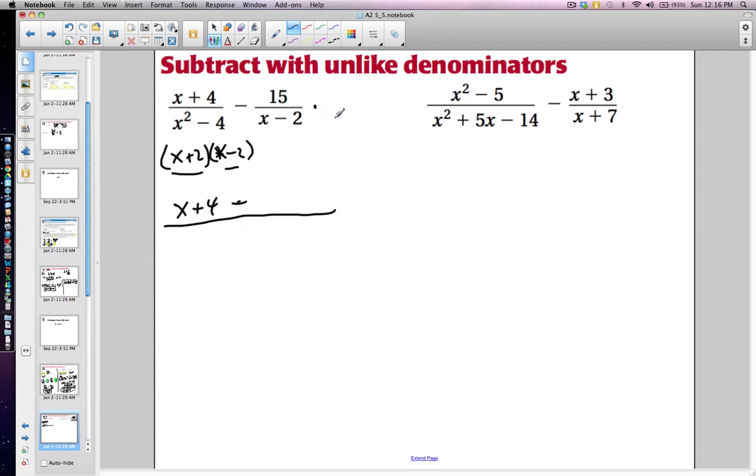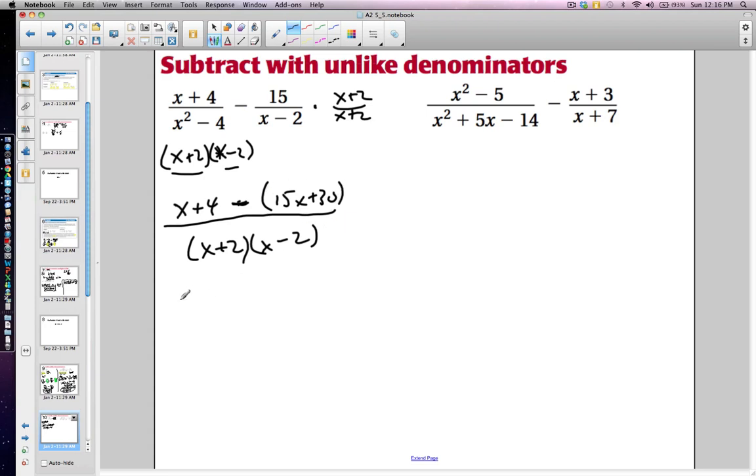And I'm going to multiply this times x plus 2 over x plus 2. So this will be 15x plus 30. Now you notice I put parentheses around this. This is really important after subtraction. Otherwise you're likely to get the signs wrong.